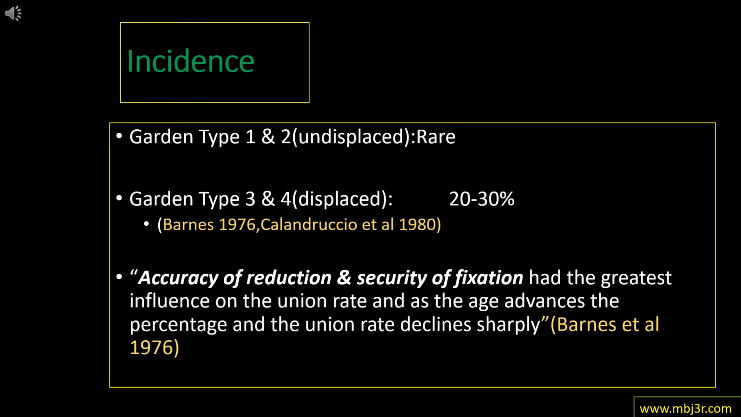Coming to the incidence, Garden type 1, type 2 fractures going on to non-union are rare. These are undisplaced fractures and usually heal. Type 3 and type 4 fractures go on to non-union and the incidence is almost 20 to 30%. Accuracy of reduction and security of fixation have the greatest influence on the union rate, and as age advances, the union rate declines sharply.